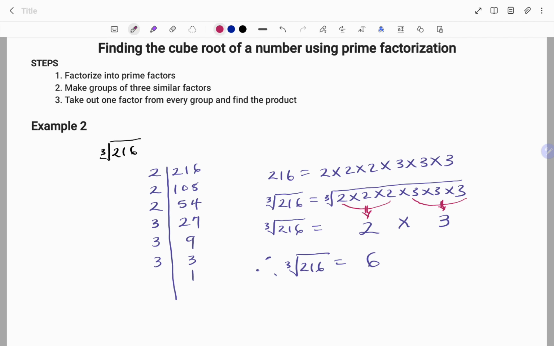Let's do a quick check. 6 times 6 times 6. 6 times 6 is 36. Then 36 times 6 will give us 216.